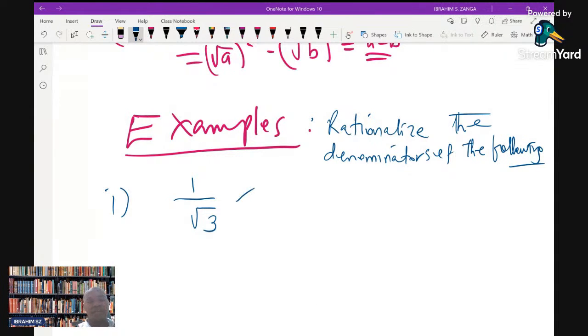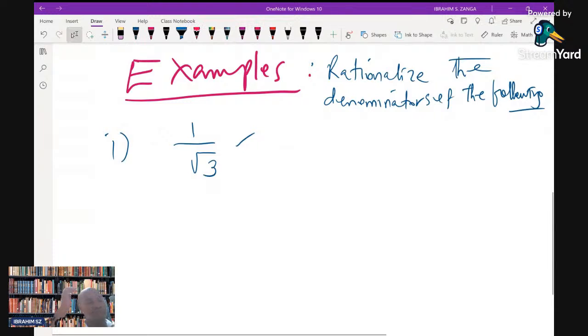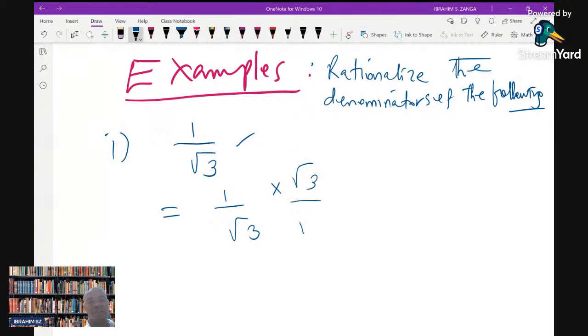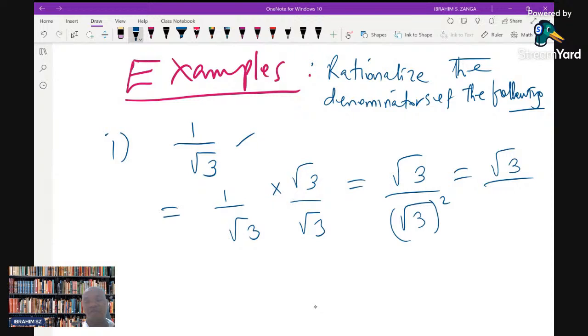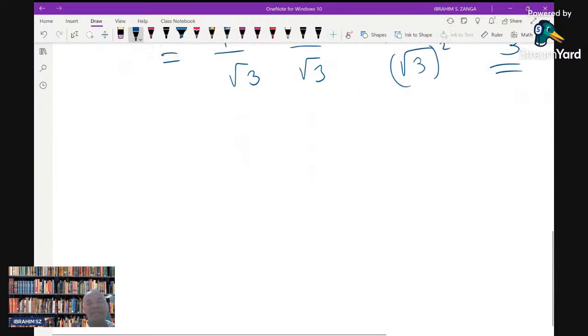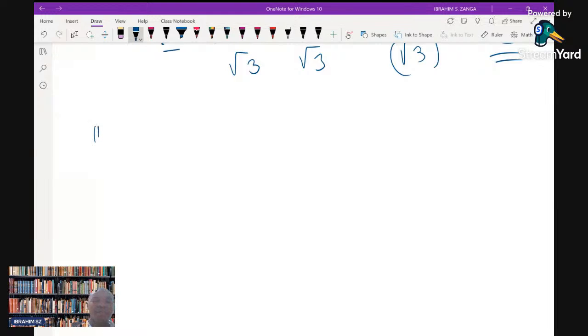So for this one here, what we are going to do, we are going to multiply by square root of 3 both sides. So I'm going to say it is 1 over square root of 3 times square root of 3 over square root of 3, and the result will be square root of 3 over square root of 3 squared, and the result is going to be square root of 3 over 3, dear friends. We go to second example.